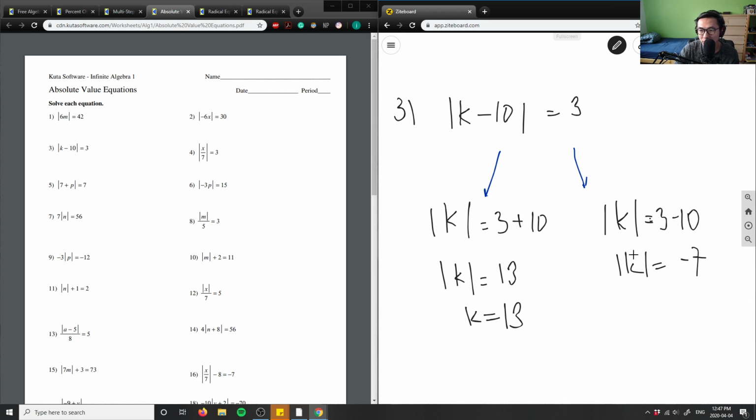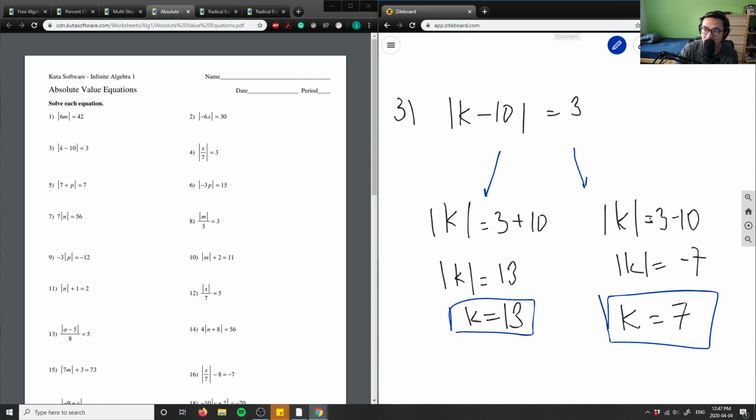Negative 7, and then if I put the absolute value bar to the other side, this number is going to be positive, right? So I have k equals 7, which means here I have two solutions to my problem. Look, I have two solutions: k equals 13 and k equals 7. And I'm going to prove to you why we have two solutions here.